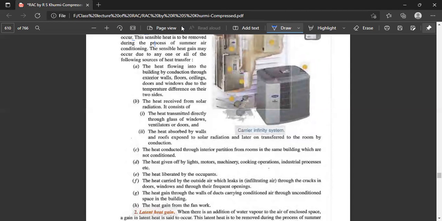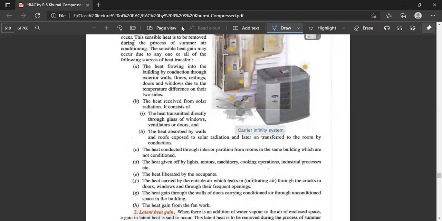That's also true from windows, ventilators, room doors, etc. And the heat absorbed by walls exposed to radiation is later transferred to the room by conduction. It means the walls got heated, and then that heated wall is transferring the heat to the room inside. The heat contacted the interior partition.